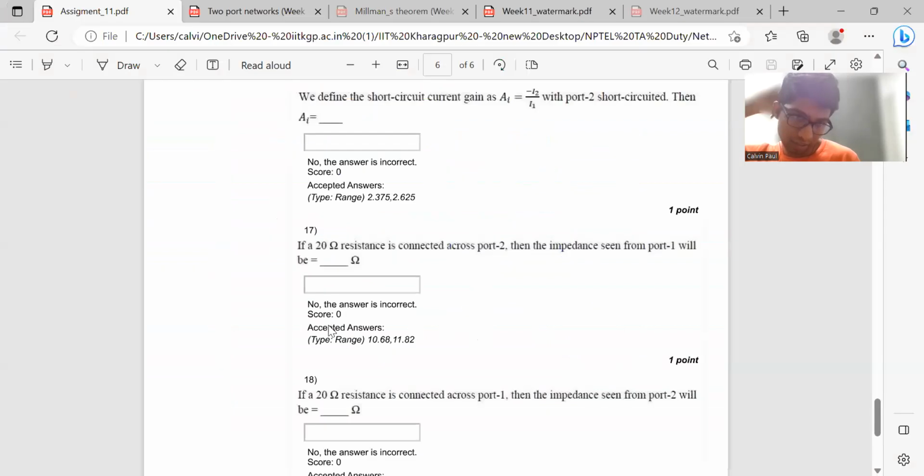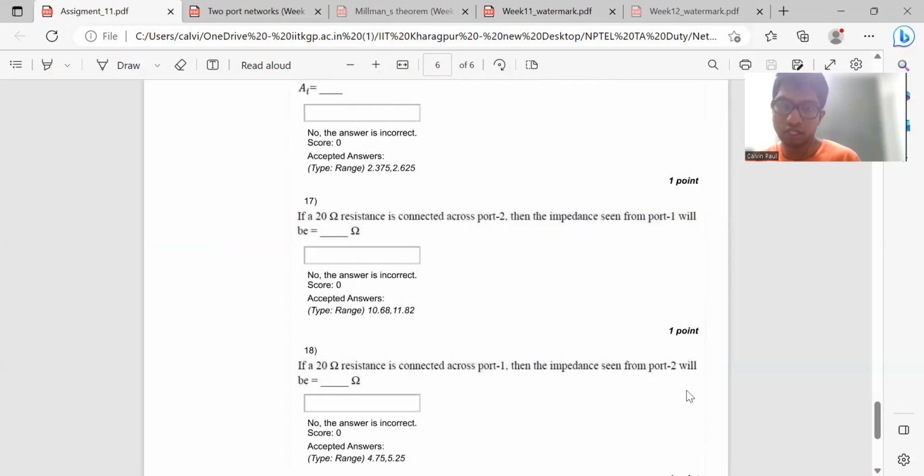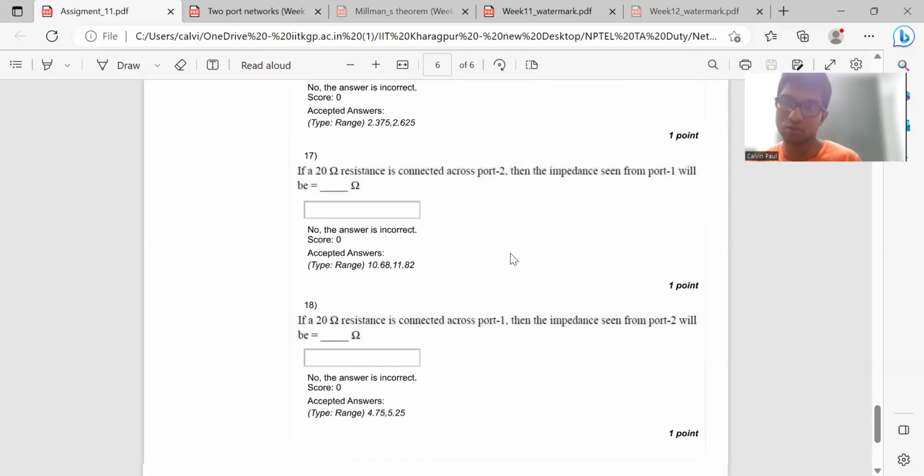And if you check, it comes out in the range we want. So V1 upon I1 is equal to 11.25 ohm. That is the impedance seen from port 1 will be 11.25 ohm when we connect a 20 ohm resistor across port 2.